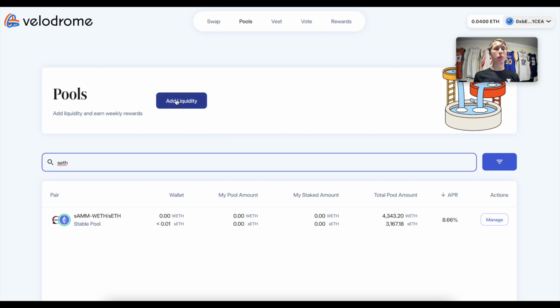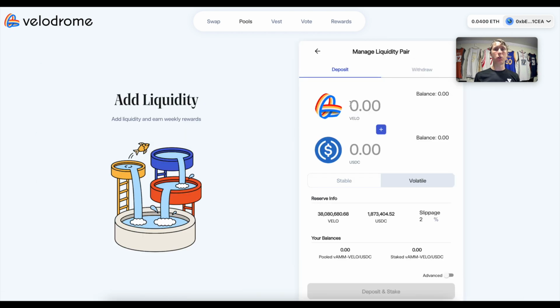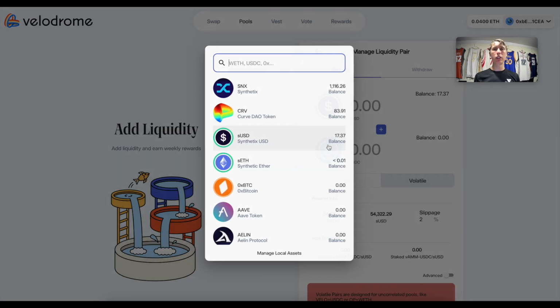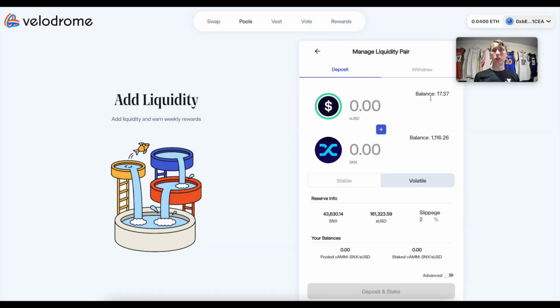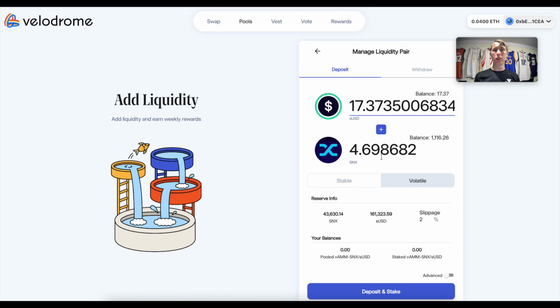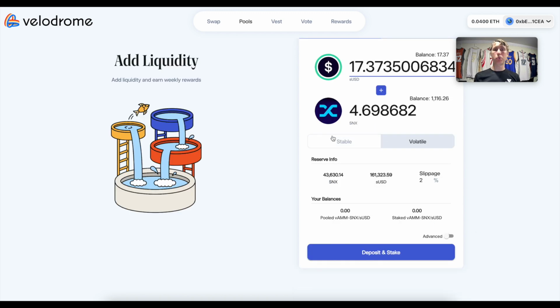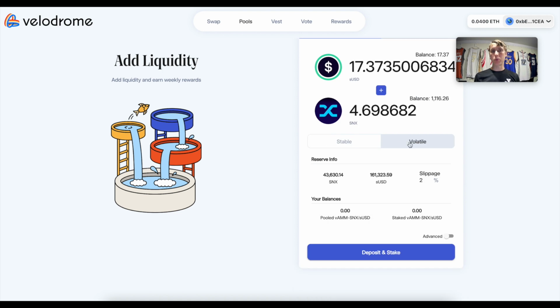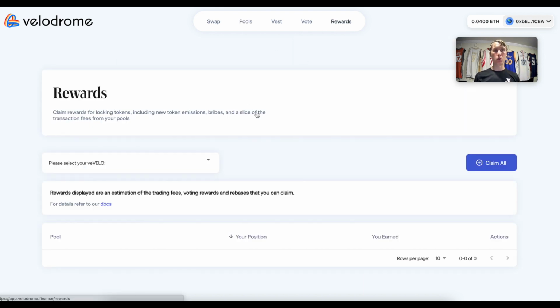And this is how you would add liquidity. You would hit add liquidity and say, I want to do 1 part SUSD and 1 part SNX. So you would select how much SUSD you want to do. Depending on the pool that you're depositing into, you want to select stable or volatile. In this case, it would be volatile, and then you would deposit and stake. It would make your LP token, and then it would stake it into the pool for you, and you can manage it under the rewards tab.